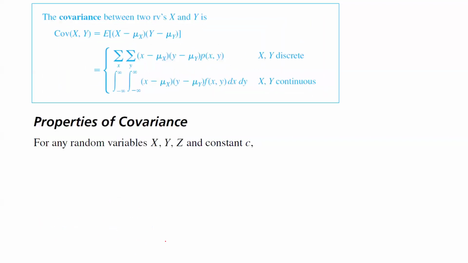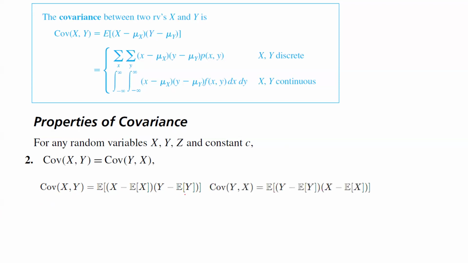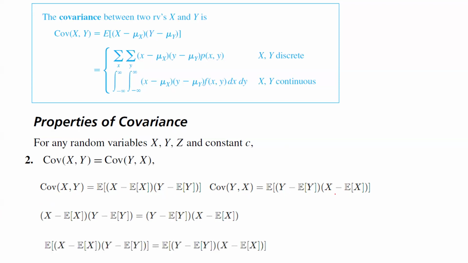The second property: the covariance of x and y is the same as the covariance of y and x. We are going back to the definition. The covariance of x and y is the expected value of x minus the expected value of x times y minus the expected value of y. And the covariance of y and x is the expected value of y minus the expected value of y times x minus the expected value of x. These are just commutative. They're the same, so you can easily see that the covariance of x and y is the same as the covariance of y and x. They are not different from each other.